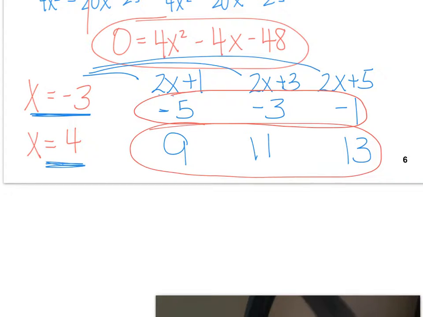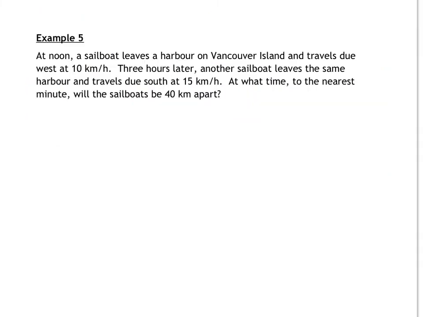Okay, very last example. At noon, a sailboat leaves a harbor. Here's going to be our harbor on Vancouver Island and travels due west, so straight west at 10 kilometers an hour. 3 hours later, another sailboat goes due south at 15 kilometers per hour.